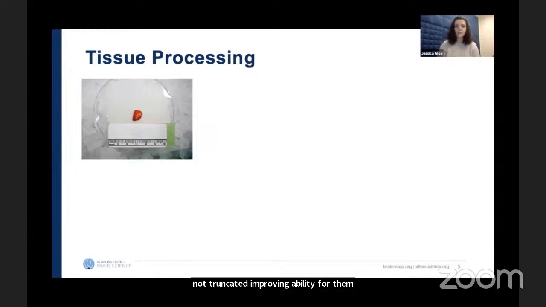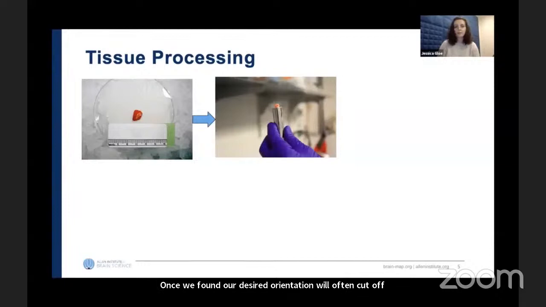Before receiving tissue for each case, we don't know what it will look like, and each piece is different. So each time offers a unique challenge in finding the best orientation for slicing that will yield the greatest number of full slices in the desired plane. Once we've found our desired orientation, we'll often cut off a small bit of tissue to create a flat mounting surface, then mount onto a chuck with superglue, surround the brain with agar, and insert into a compresstome.